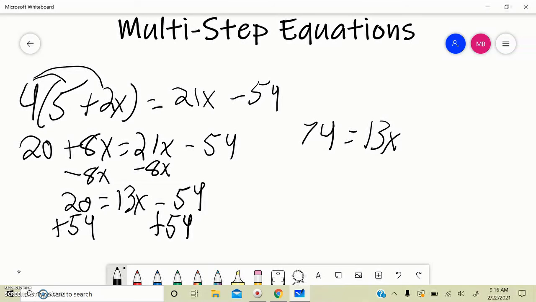So now what I'm going to do is divide both sides by my coefficient. So I'm left with 74 over 13 equals x. So these are three different examples of multi-step equations. What you want to remember is if you have a distributive property, you want to start with that. Then you want to go into combining like terms. If you have any questions, please feel free to contact your teacher.